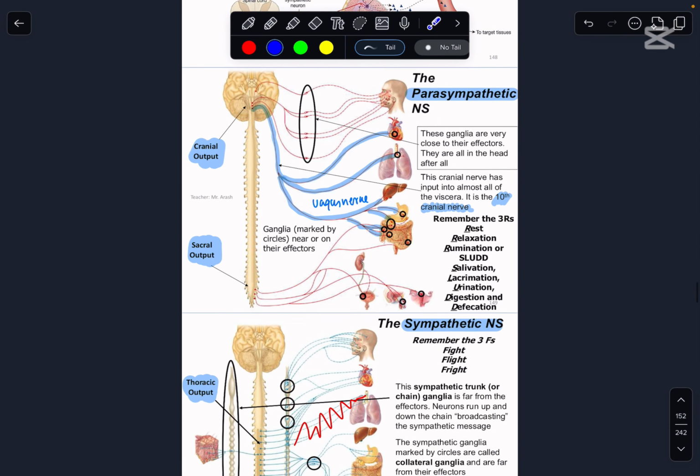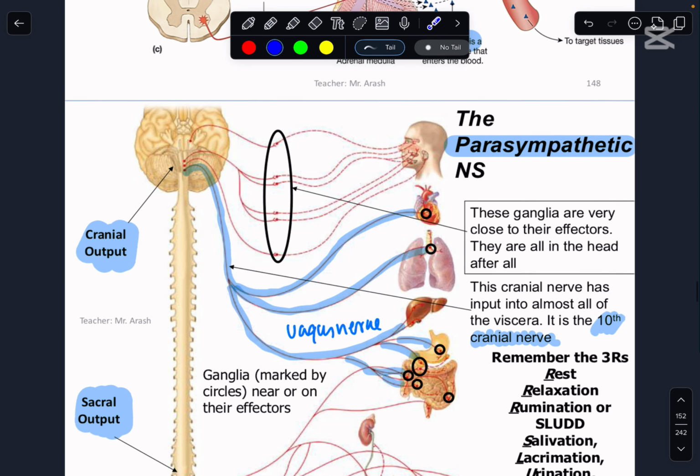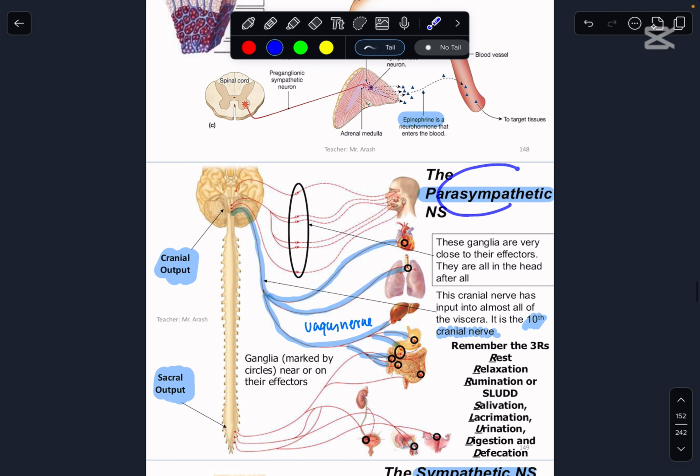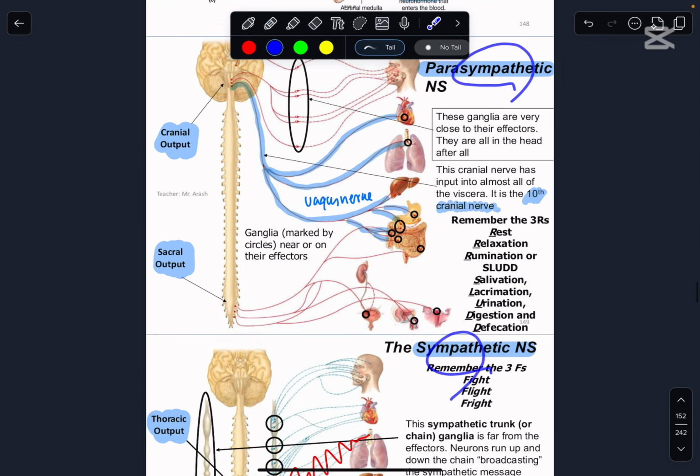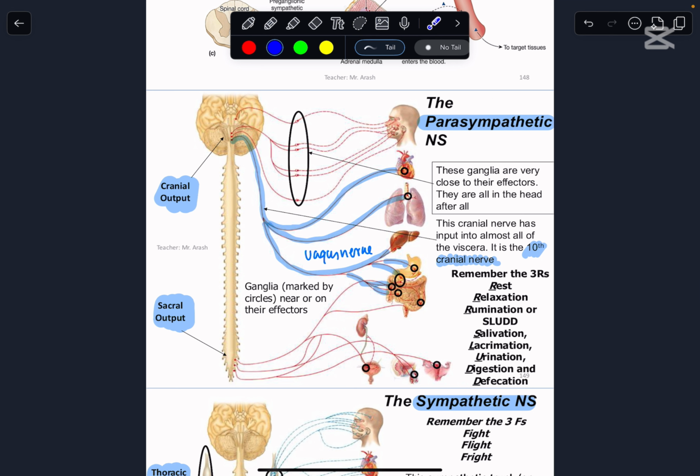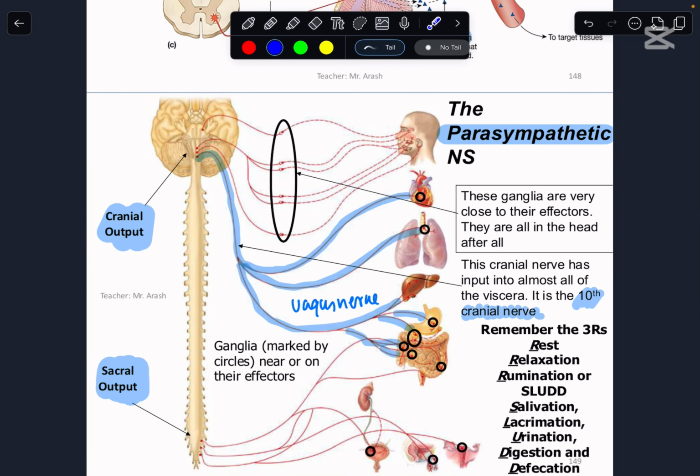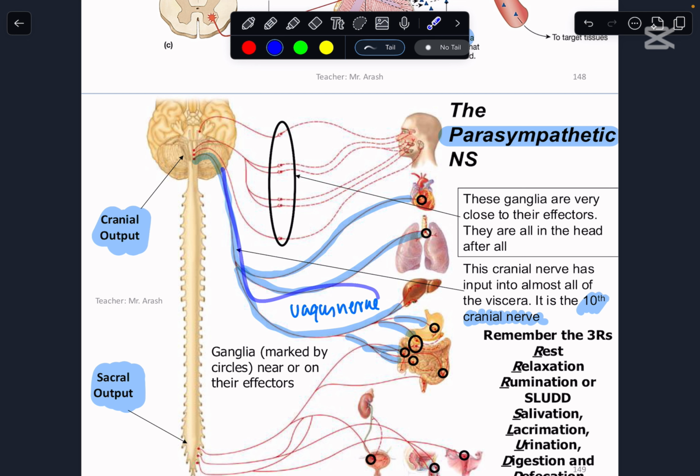So it turns out, guys, listen to this. Remember, both of these two systems, parasympathetic and sympathetic nervous systems, are two neuron systems. You have two neurons, one, two, one, two, one, two, one, two. And you might be saying, Arash, but in the case of the vagus nerve, I only see one neuron. Where is the second neuron?